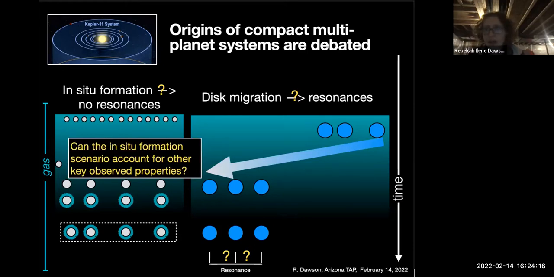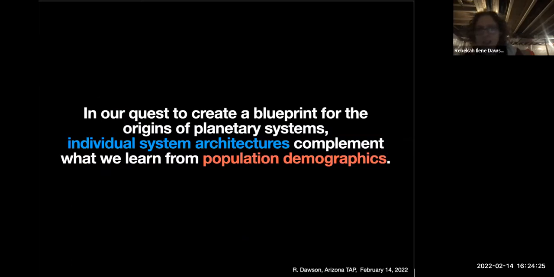So I'll now ask, let me just spend a couple minutes on this. Can the in situ formation scenario account for other important properties? And this is, again, a case where we want to draw on both individual systems and population demographics.